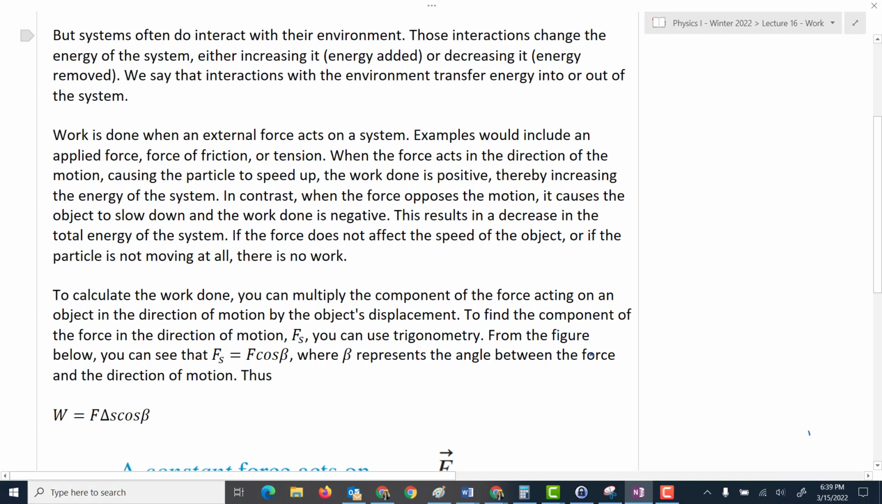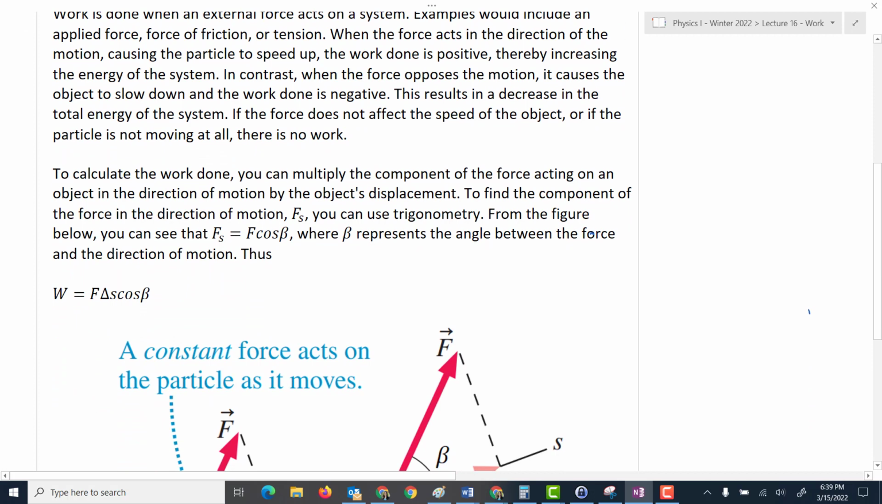To calculate the work done, you can multiply the component of the force that's acting on an object in the direction of motion by its displacement. And to find the component of the force, you end up just multiplying it by cos of the angle. Now here I'm calling the angle beta, okay, because I don't want to confuse it with the angle of the incline. So here's my formula below. My work is equal to the force. So this is the external force that's acting. And we'll see this in use, so it'll make more sense. So this is the external force acting on the object or on the system. My delta S is my displacement.